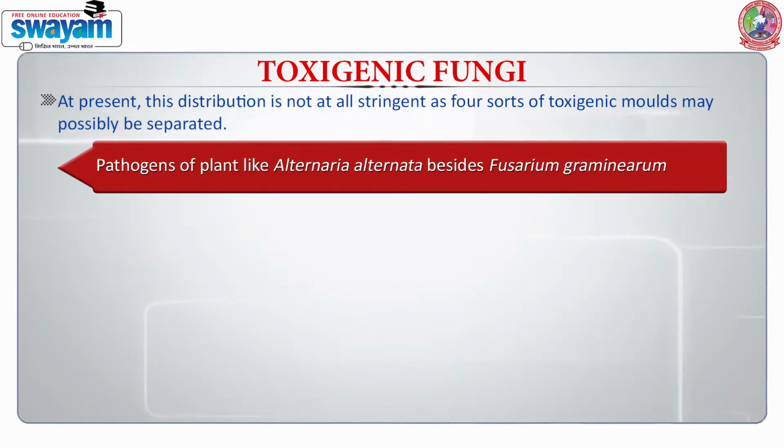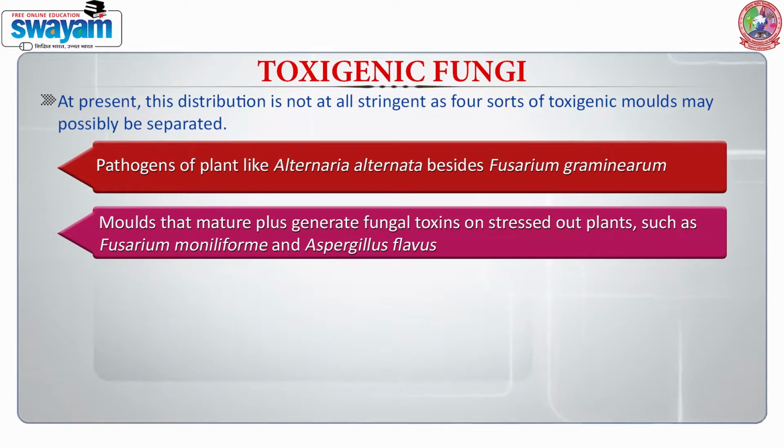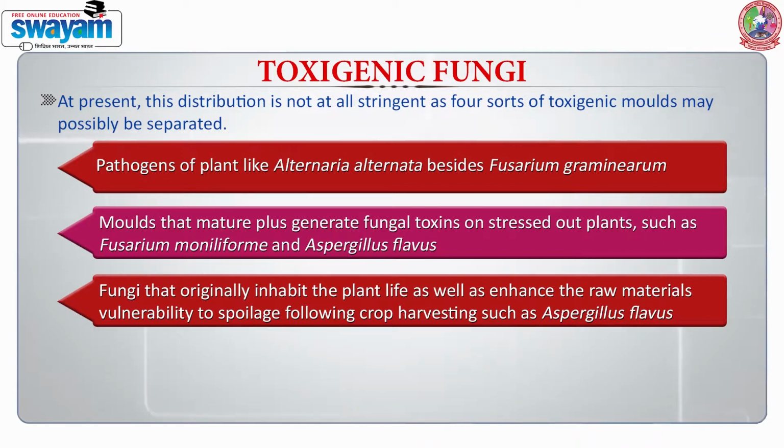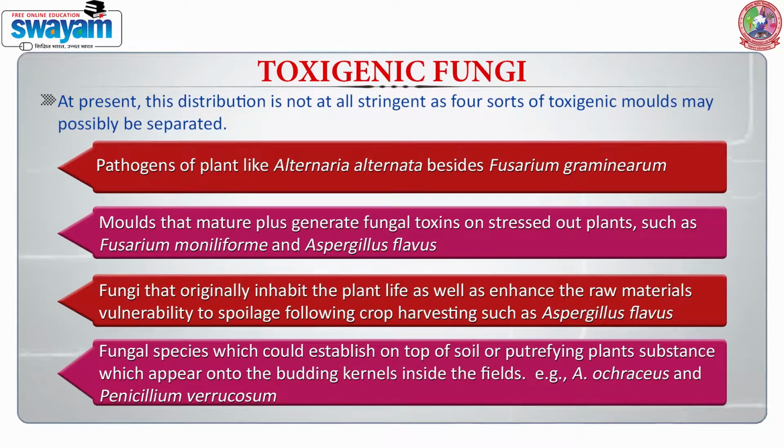First, pathogens of plants like Alternaria alternata and Fusarium graminearum. Second, molds that mature and generate fungal toxins on stressed plants, like Fusarium moniliforme and Aspergillus flavus. Third, fungi that originally inhabit the plant life as well as enhance the raw material's vulnerability to spoilage following crop harvesting, such as Aspergillus flavus. And the fourth group is fungal species which could establish on top of the soil or putrefying plant substances, which appear onto the budding kernels inside the field. For example, Aspergillus ochraceus and Penicillium verrucosum.